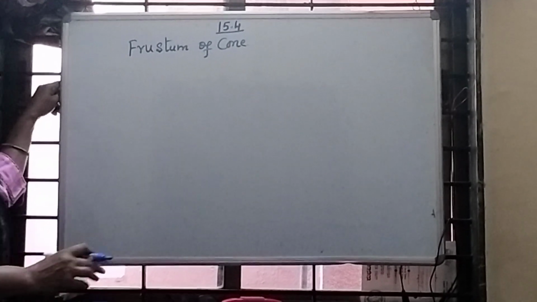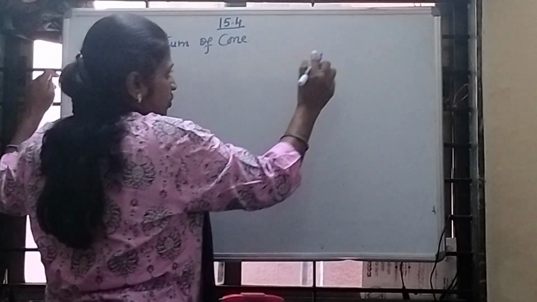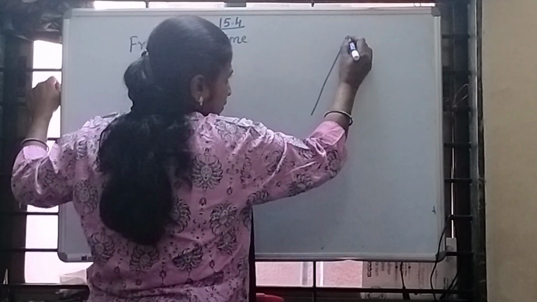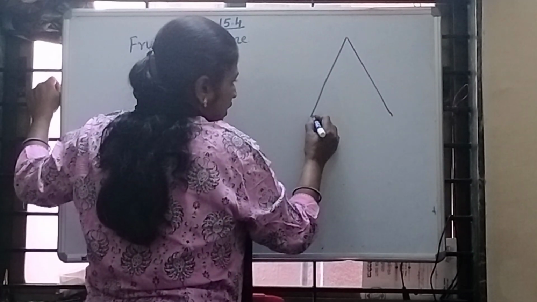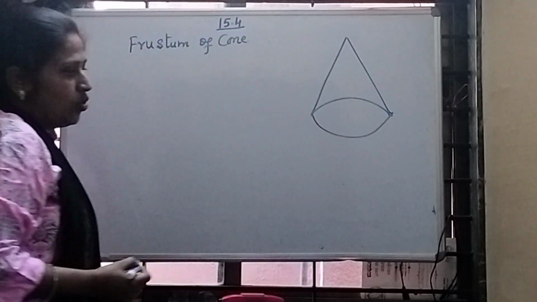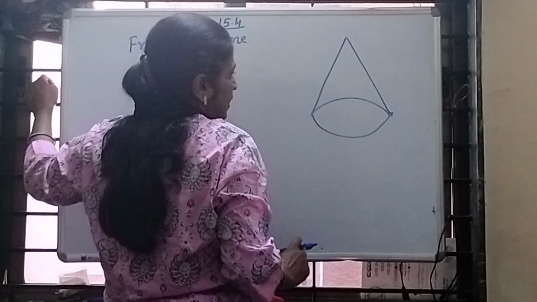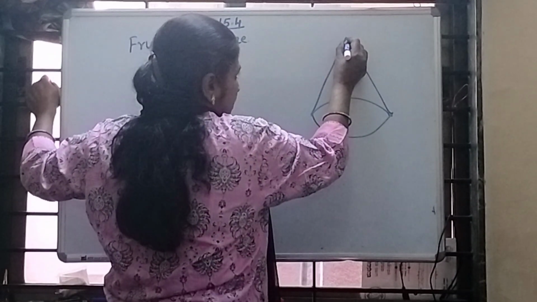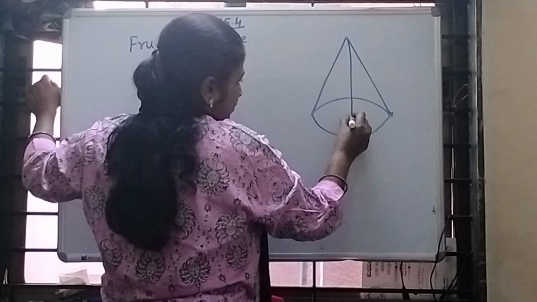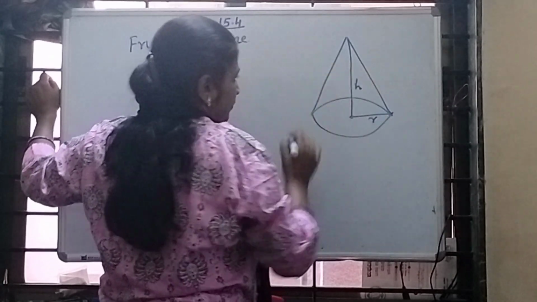Now, frustum of cone. We'll draw one cone to understand what a frustum is. This is a cone. It has one circular base and one vertex at the end, and this is the height, which is perpendicular to the base. This is the radius and this is the height.